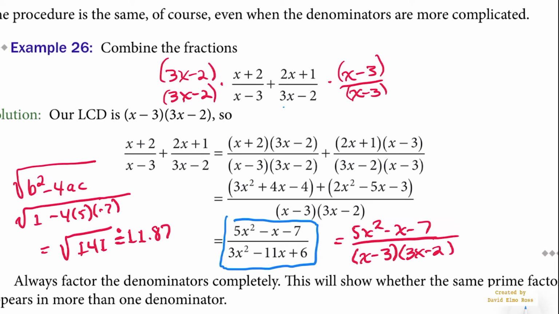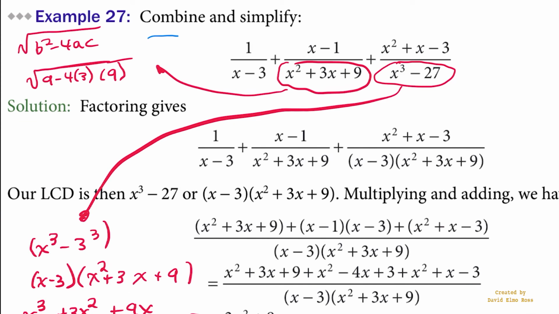Now if we take this expression here and see if it can be factored by using the b squared minus 4ac rule, we'll see that this comes out to the square root of 141, which is not an integer. Which means we can either write it in this form here in the lowest form, or we can actually write it where we put in the common denominator as a factored version here. Either is correct. When you're asked to combine and simplify something like this, you take a look at the denominators and you try and figure out can they be factored.